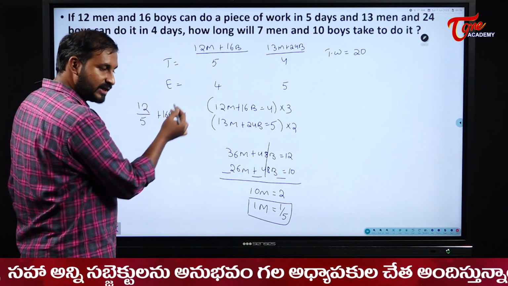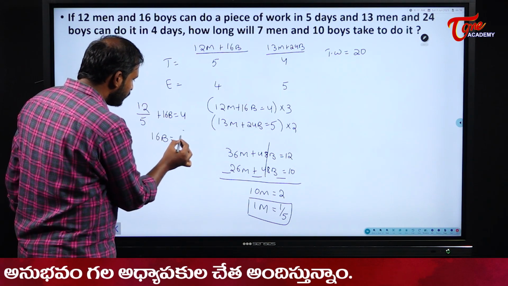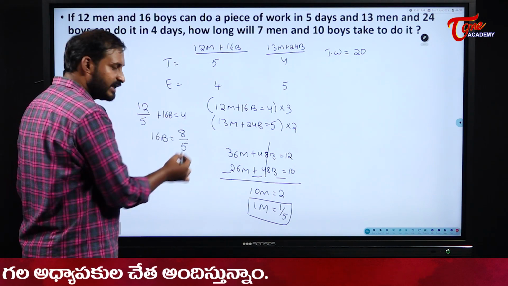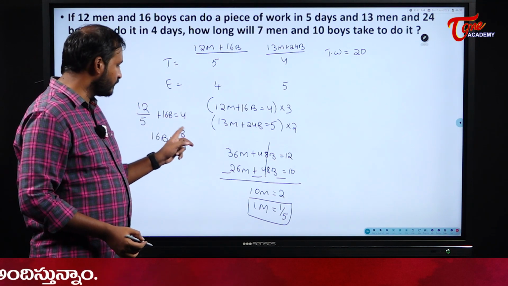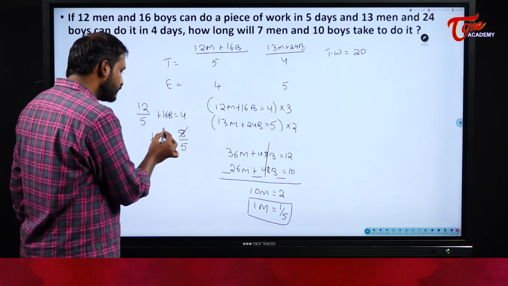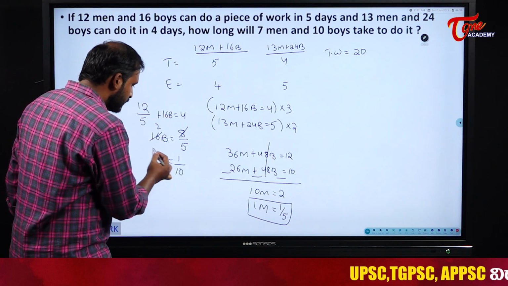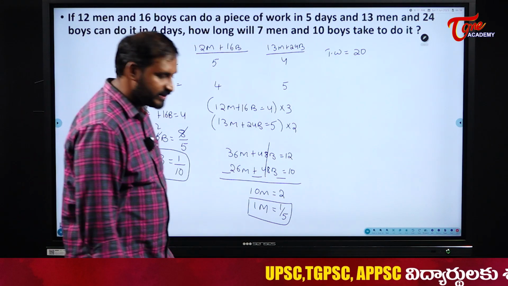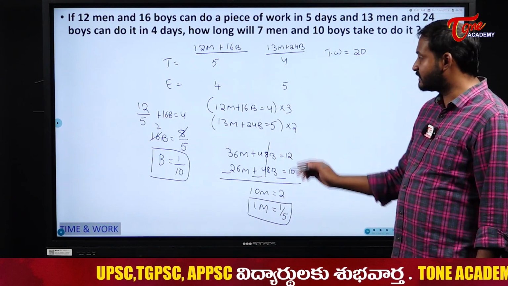When I send this to that side, it will become 16b is equal to 4 5s are 20, so 8 by 5. Students, I am writing this one directly. If you take the LCM, it will become 5. So 20 minus 12, it becomes 8. Next, 8 ones, 8 twos. So one boy's efficiency will become 1 by 10. Now you came to know that one boy's efficiency is 1 by 10 and one man's efficiency is 1 by 5.